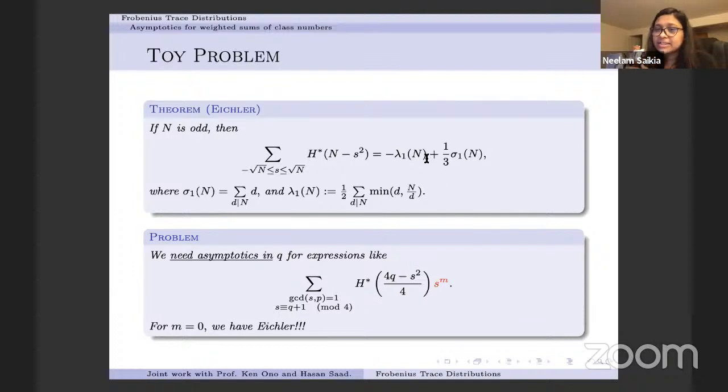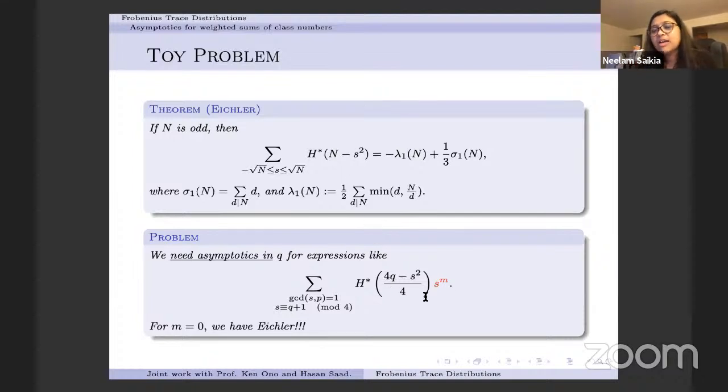And here, since this sum is expressed as a divisor sum, we can somehow obtain that this is q plus small o of q. So we are very close to our asymptotic formulas. Here, for m equal to 0, this is exactly equal to Eichler's result. So here we are generalizing this theorem.